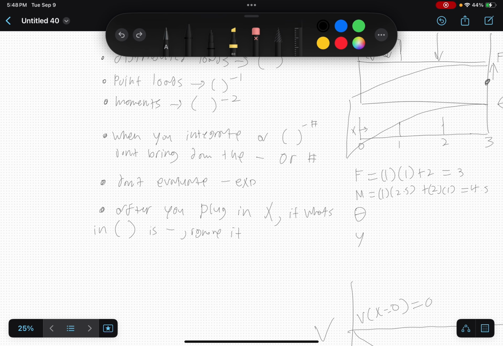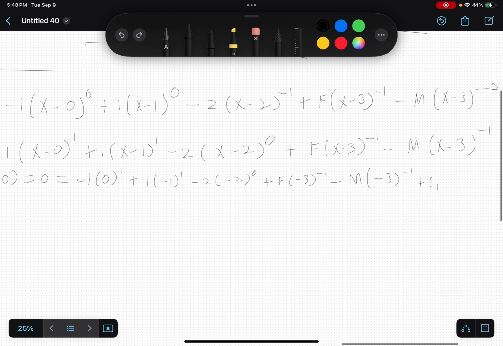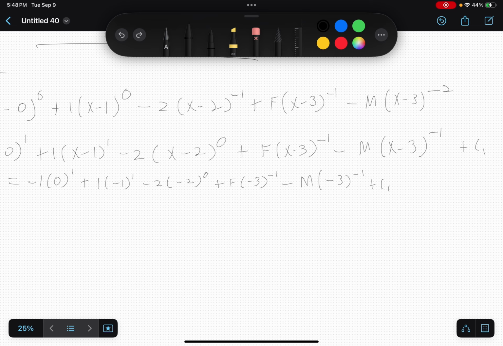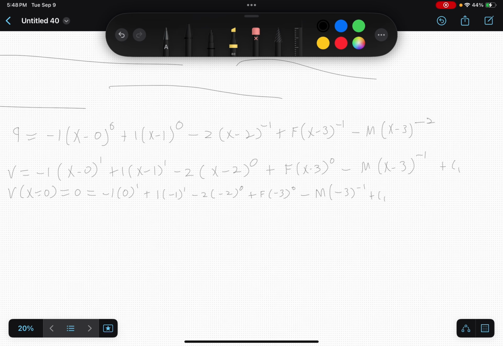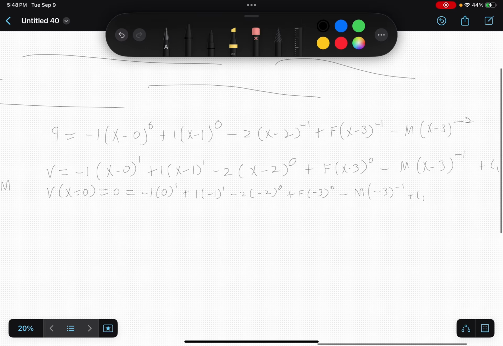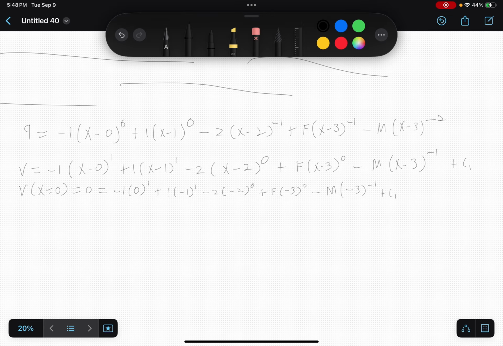Don't evaluate negative exponents. Do we have any of those? We have, oh, I made a mistake. That's supposed to be a 0 because we integrated it. Here it's supposed to be a 0. Yep, okay, looks good now.